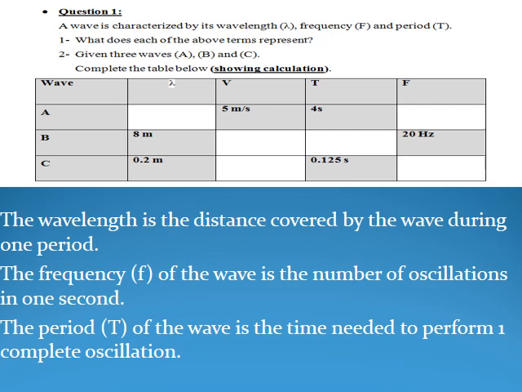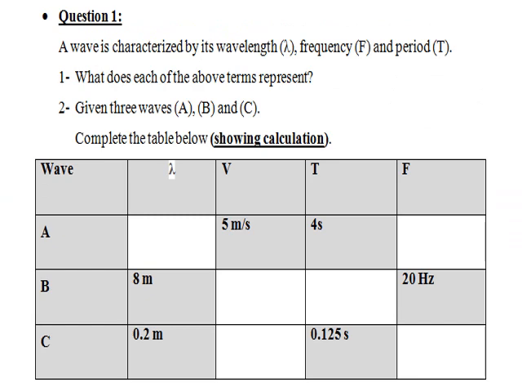The wavelength is defined by the distance covered by the wave during one period. The frequency is the number of oscillations in 1 second. The period T of the wave is the time needed to perform one complete oscillation. Go back to the table. Here we have lambda, we have v, which is the speed, we have T the period, and f the frequency.